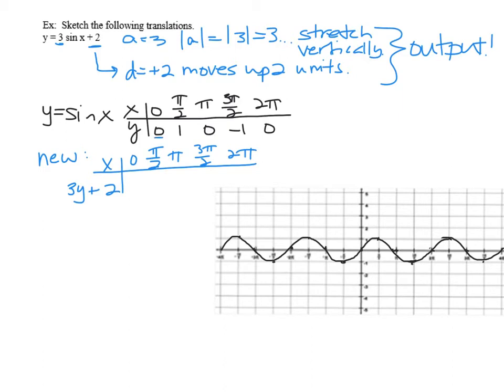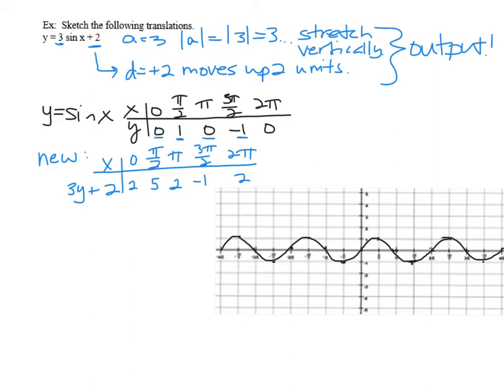So at 0, 3 times 0 is still 0, plus 2 moves it up 2 units. At 1, 3 times 1 is 3, plus 2 is 5. At 0, we go back to 2. At -1, 3 times -1 is -3, plus 2 would equal -1. And then we go back to 2. Those numbers look pretty crazy. It doesn't look like they match up at all. Let's take a look on our graph and see what this is going to do.